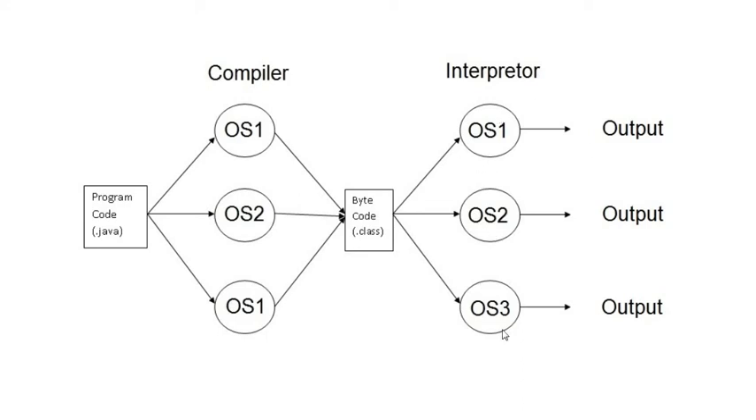And the JVM contains an interpreter, which interprets the bytecode into the desired form which is required by the operating system. So when we execute the bytecode using the interpreter on the different operating systems, the output will be shown, which makes Java platform independent. So we can know that the JVM makes Java platform independent.